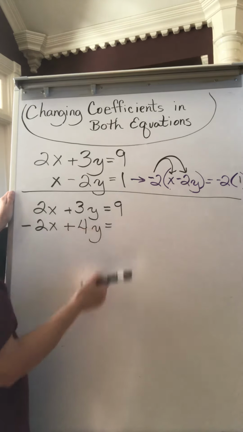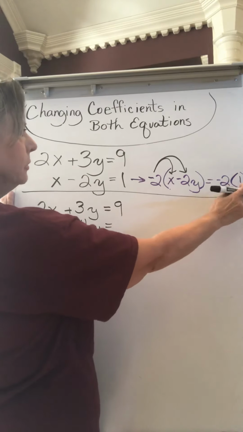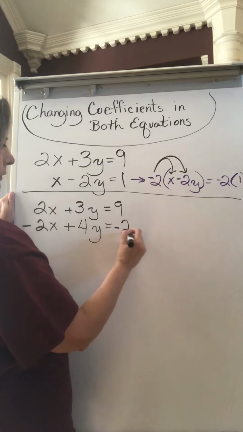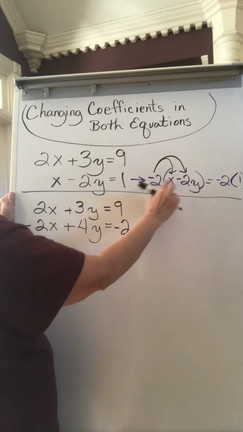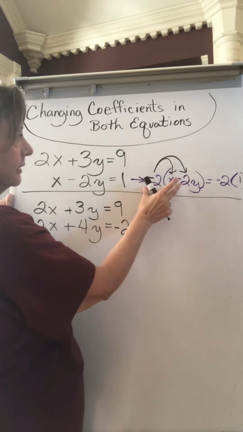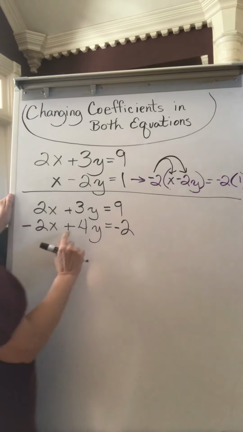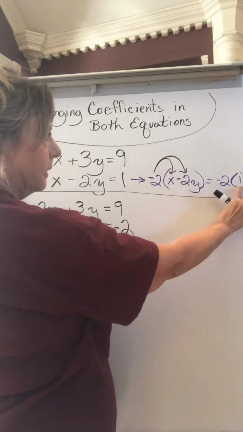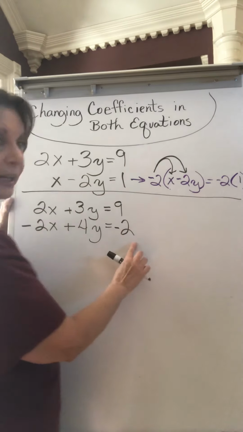Negative 2 times 1 is going to give me negative 2. Negative times a negative, 2 wrongs make a right when I multiply and divide. Negative times a negative gives me a positive 4. A negative 2 times a positive 1 gives me a negative 2.